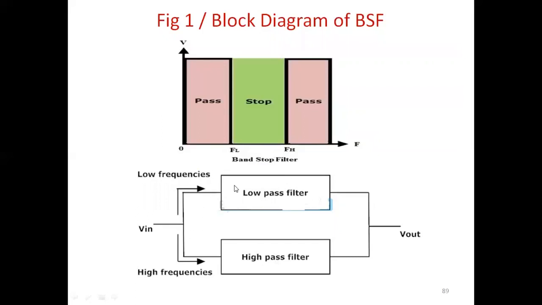Input voltage is given on either side, output voltage is taken on either side. So when the input signal is given, lower frequency will enter the low pass filter, higher frequency will enter the high pass filter. Both are combined and the output will be available at the other end.